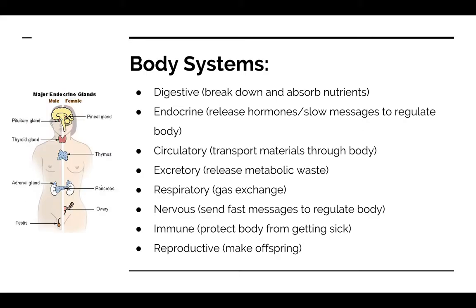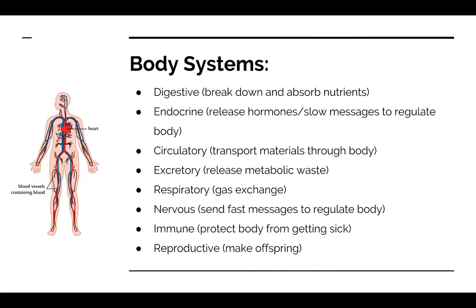Endocrine system is next. The endocrine system includes lots of different glands, both male and female. Many of those glands are in the brain. The function of these are to release hormones or slow messages to regulate the body. Remember, the pancreas is a really important organ, part of the endocrine system that releases insulin to regulate your sugar levels.